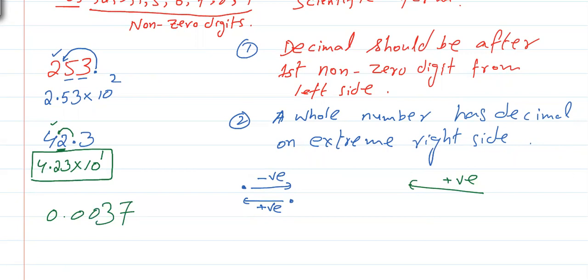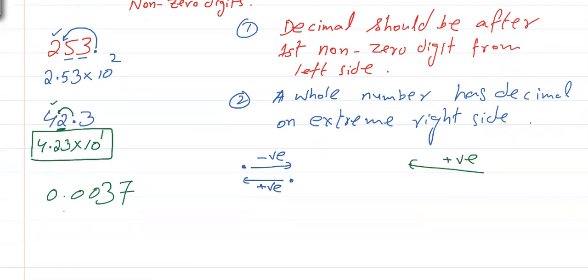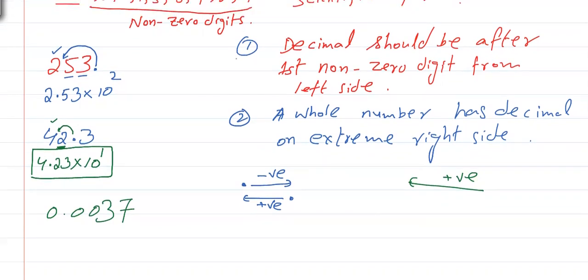Now to convert a normal form into the standard form, we need to shift the decimal after the first non-zero digit. This is point number one. Whenever we have to write in the standard form, we need to shift the decimal to after the first non-zero digit. Now, what is the first non-zero digit? Any one of you can tell me. From the left side? Yes, very good. It's 3. From the left side, the first non-zero digit is 3.